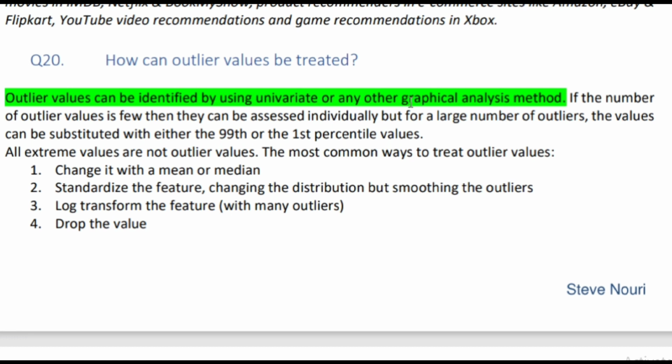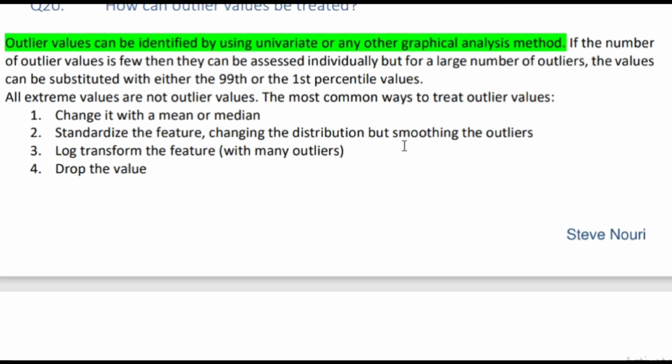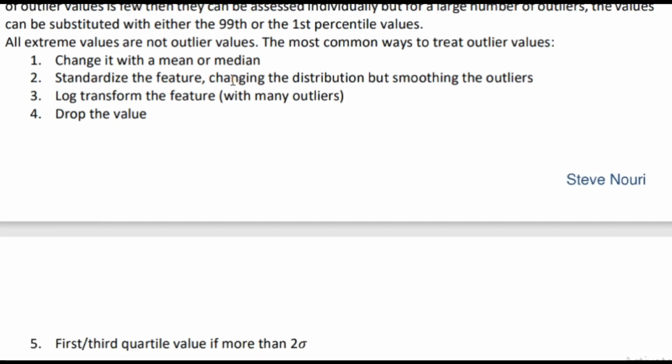Question number 20. How can outlier values be treated? Outlier values can be identified by using univariate or any other graphical analysis method. If the number of outlier values is few, then they can be assessed individually. But for a large number of outliers, the values can be substituted with either the 99th or the first percentile value. All extreme values are not outlier values.